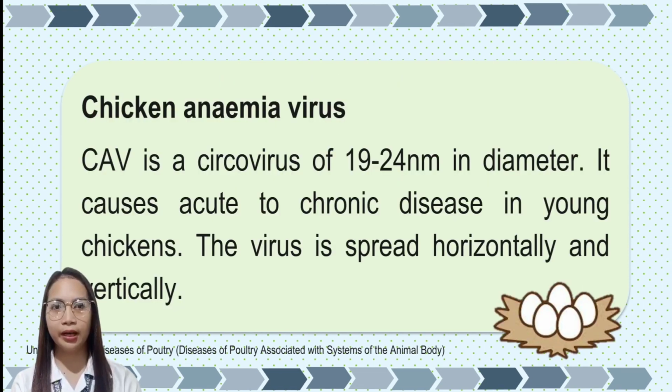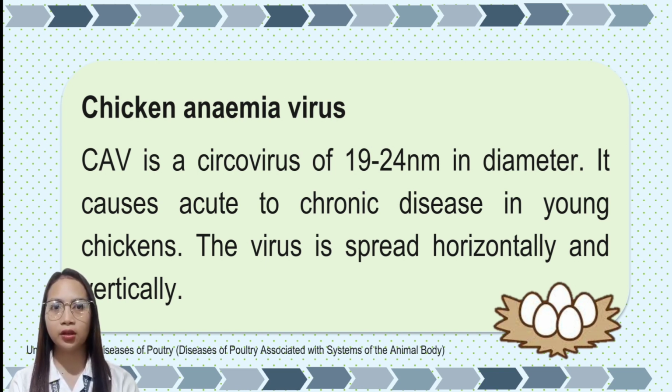Chicken anemia virus or CAV is a circovirus of 19 to 24 nm in diameter. It causes acute to chronic disease in young chickens. The virus is spread horizontally and vertically. CAV has a worldwide distribution. Infection of young chicken causes anemia, decreased weight gain, transient immunosuppression, and increased mortality.